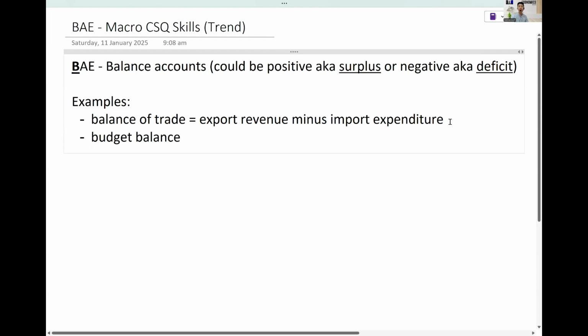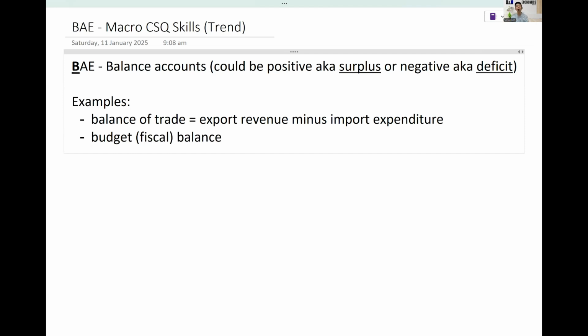Budget balance can also be known as fiscal balance. Fiscal just means the government, fiscal authorities, government authorities, but more from an econs perspective. We don't say fiscal authorities are going after drug traffickers now. That one you say enforcement. So budget balance is also something minus something.